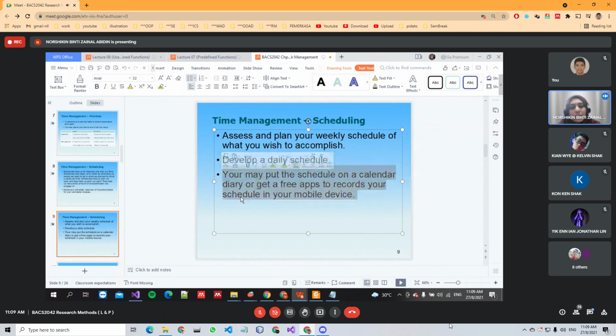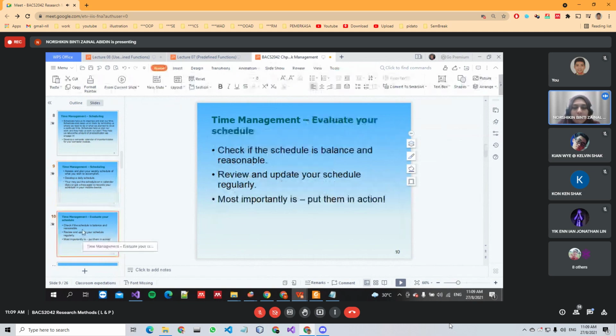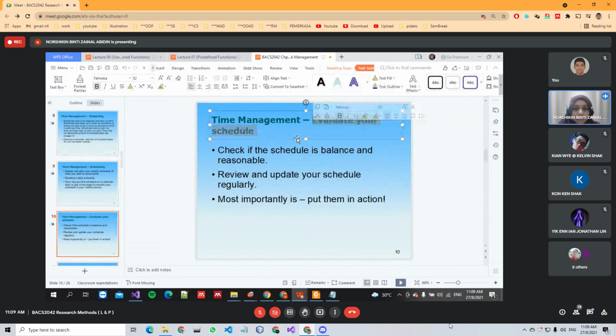So this is the one I said about tools. There are many tools out there, but for me, I cannot go with tools because I feel I have enough stress. If I have this tool, I feel more stressed. So I just have a routine that I need to follow, not some schedule. And then time management: evaluate your schedule. This is very important, and in research, it is very important.